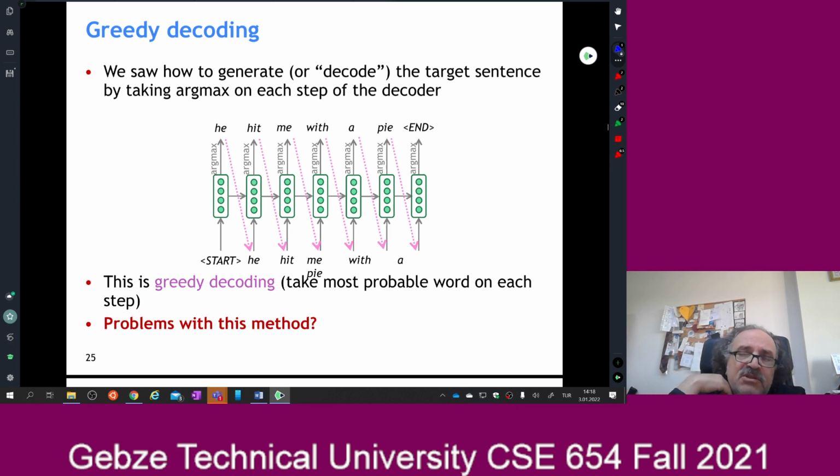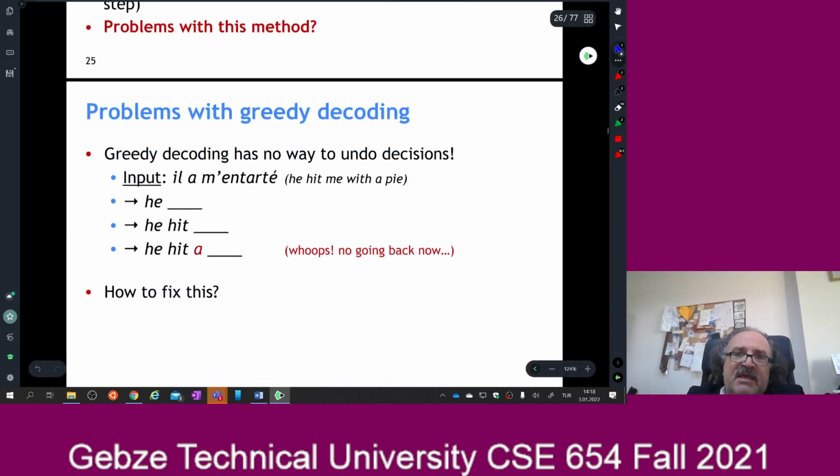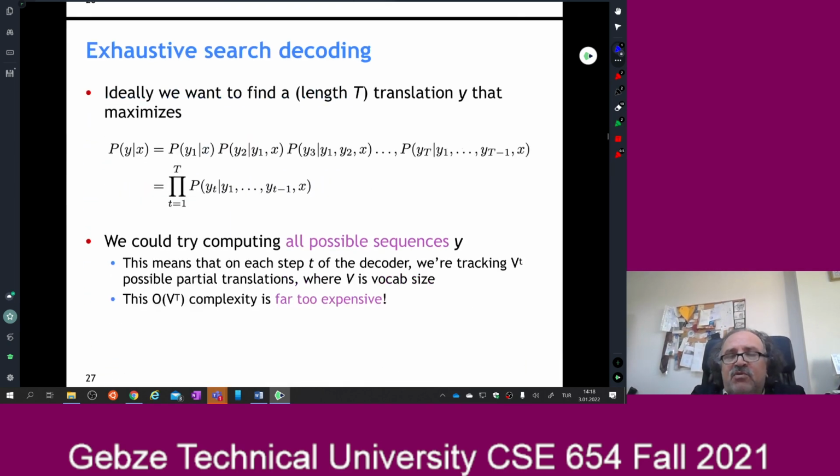That would be a very nice solution, but that would be too expensive, because 40,000 to the power of 1, 2, 3, 4, 5, 6, 7 is a very big number. I can't exhaustively test everything. Exhaustive search decoding is not possible in this case. It is far too expensive, and obviously for Turkish it is not possible either, because for each word I have 40,000 times 10,000, because each word can have more than 5,000 forms, especially for the nouns. That's not good, so I am not going to do that.